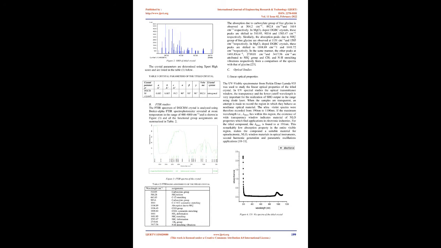B. FTIR studies. The FTIR spectrum of DGCBM crystal is analyzed using Bruker Alpha FTIR spectrophotometer at room temperature in the range of 400–4000 cm⁻¹ and is shown in Figure 3, and all the functional group assignments are summarized in Table 2. Figure 3, FTIR spectra of the crystal. Table 2, FTIR band assignments of the titled crystal. Wavelength cm⁻¹, assignments. 510.95, carboxylate group. 588.28, NH3+ torsion.